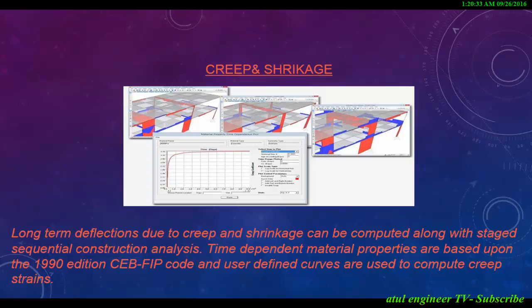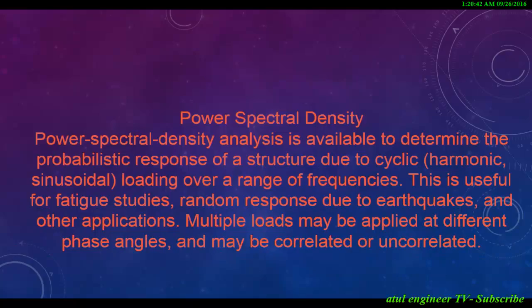Staged construction. Creep and shrinkage. Long-term deflections due to creep and shrinkage can be computed along with staged sequential construction analysis. Time-dependent material properties are based upon the 1990 edition CEB-FIP code, and user-defined curves are used to compute creep strains.